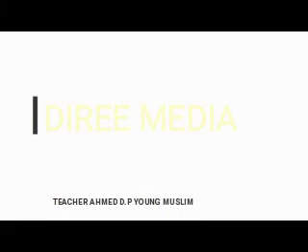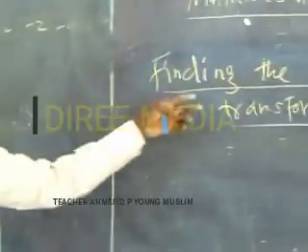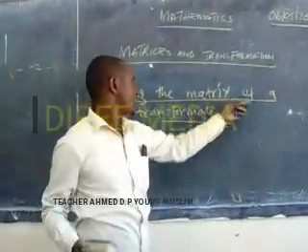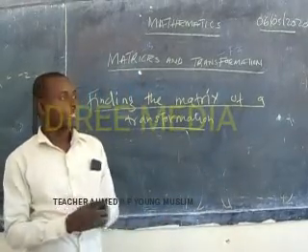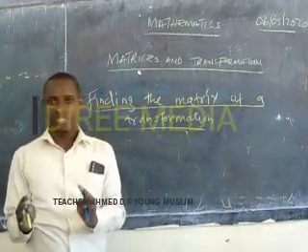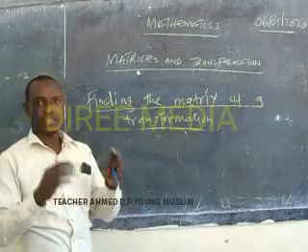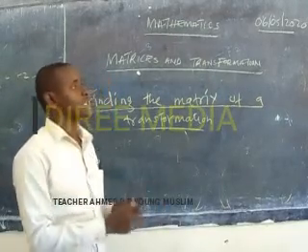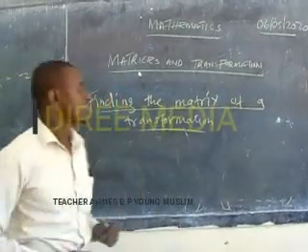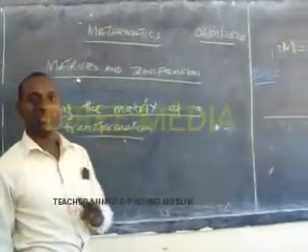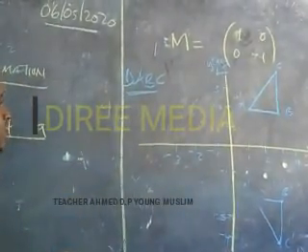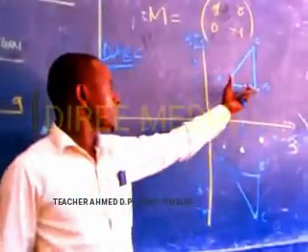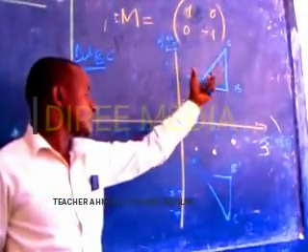So, finding the matrix of a transformation. This is where we are given the object and the image, and we are supposed to find the matrix that has led to that particular transformation. The example I'm taking here is a situation where you are given the coordinates of the object and the coordinates of its image, and you are not given the matrix. So what are you going to do?